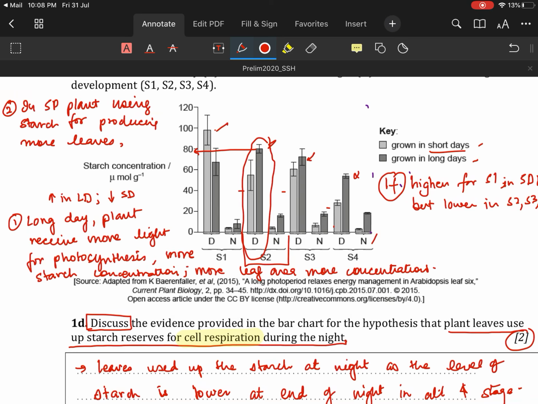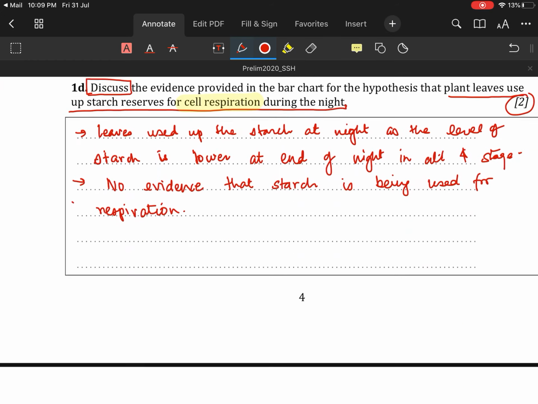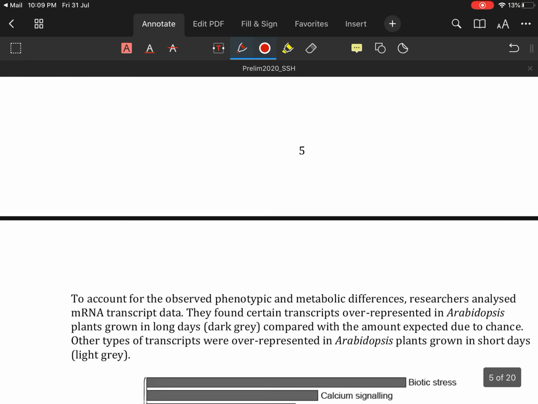In the long day, they are getting more sunlight. They are photosynthesizing more, and they are not using that food. They are not making many leaves. The number of leaves are not many. You can see this, it becomes constant. So it means they can store more starch. While in short day plant, because the day is short, the rate of photosynthesis is less. And on the other hand, they are using it for making more leaves. That's why the starch concentration is low.